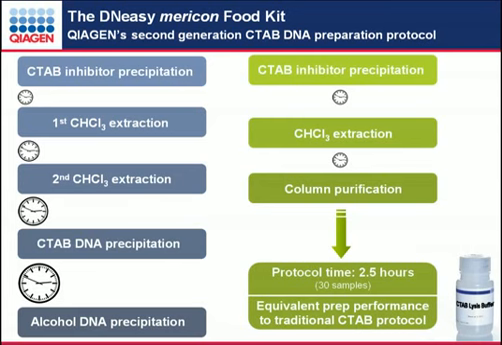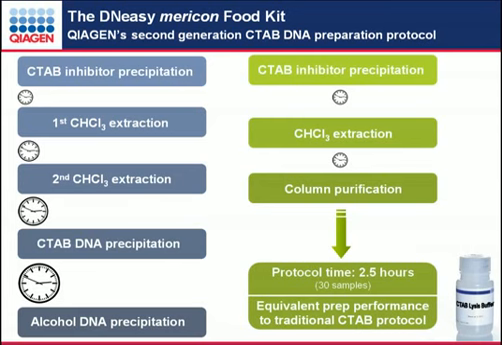On the left, you can see the classical CTAB methodology, which starts with the CTAB inhibitor precipitation, followed by one chloroform, then a second chloroform extraction, then another precipitation of the DNA, an alcohol precipitation, and many washes. This whole protocol can take you as many as 2.5 days to actually get DNA to work with. We started with that because CTAB seemed to be a very good method to start with, and we're calling this the QIAGEN second-generation CTAB DNA prep protocol.